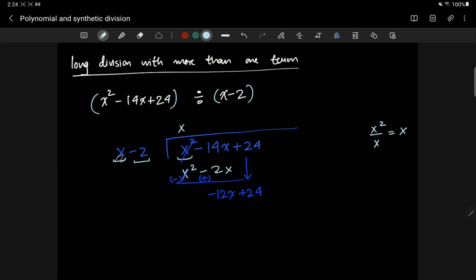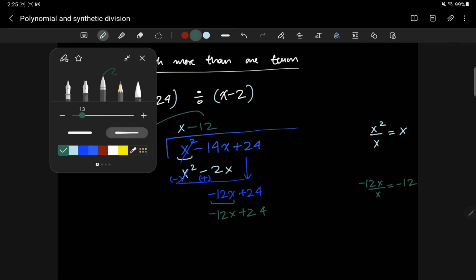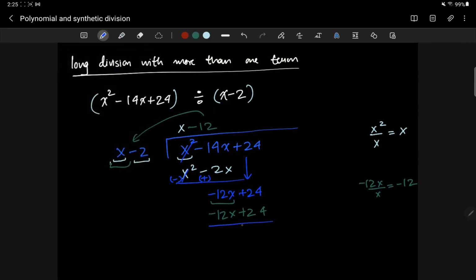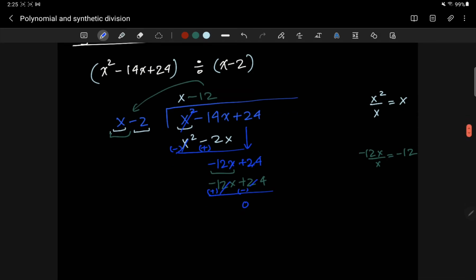Now repeat the same process, this time with x and negative 12x. Negative 12x over x is negative 12, so this must be negative 12. And then I multiply negative 12 with both of these. When I do that, I get negative 12x plus 24. And then, of course, I subtract. When I subtract, the negative becomes a positive and the positive becomes a negative, but they both cancel each other out and I'm left with no remainder.